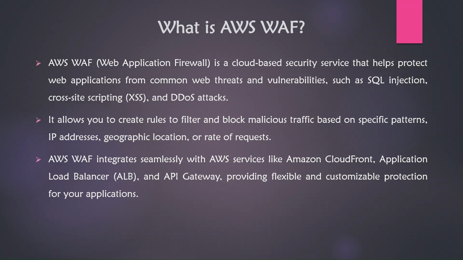When it comes to CloudFront, a content delivery network that delivers your website's content to users, WAF can filter traffic at the edge before it reaches your application. What the Application Load Balancer does is manage traffic to your servers, and WAF adds a layer of security. API Gateway secures your API by blocking harmful requests. The integration allows you to tailor security settings to meet your application's specific needs.